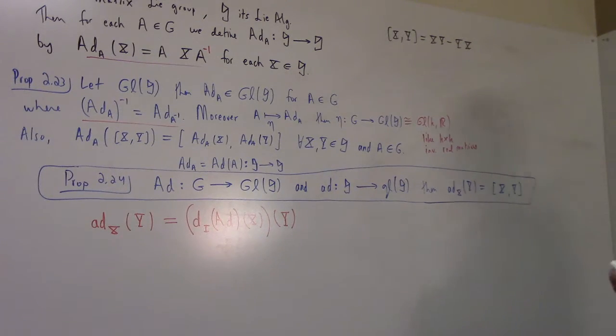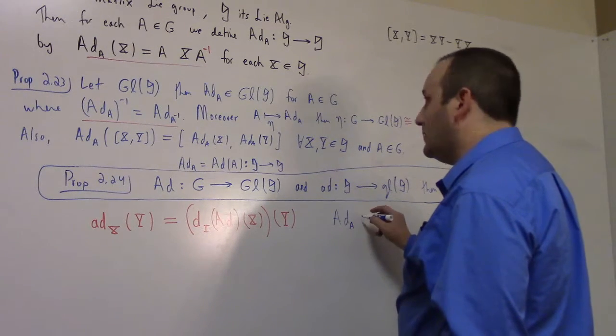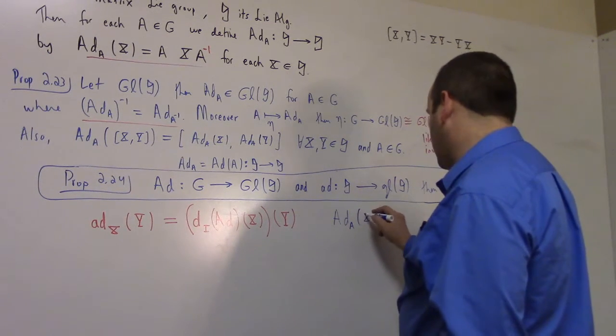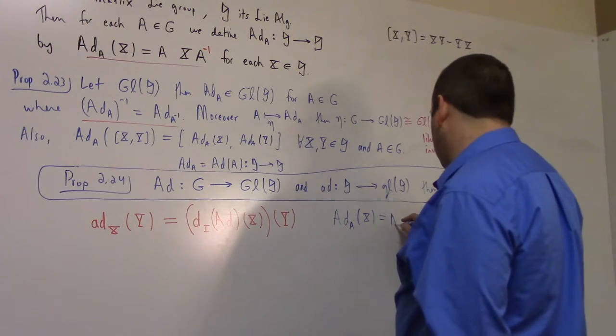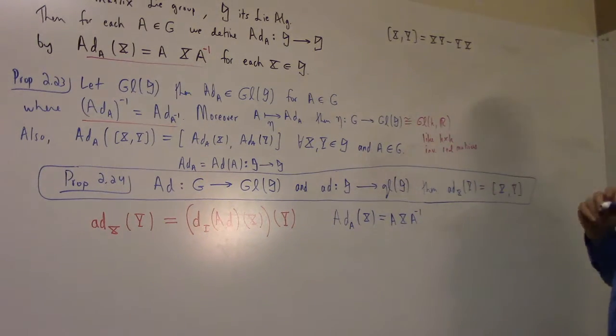So let me think about this. Ad of A acting on x is equal to A x A inverse, right? So what's the differential of that? What if I look at a curve? Maybe a good way to think about it is to differentiate a curve.